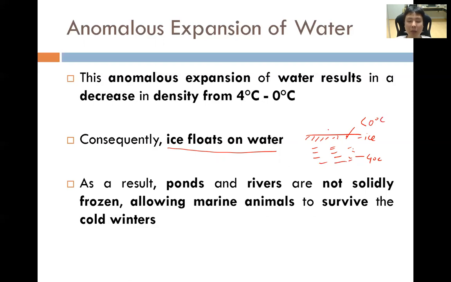Obviously, if the entire pond or river froze from the bottom up, all the marine and aquatic creatures would be killed. They would be frozen to death. But because of this anomalous expansion of water that allows ice to float on water, marine creatures can stay alive during the cold winters.